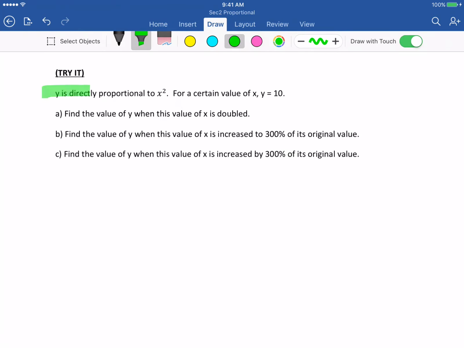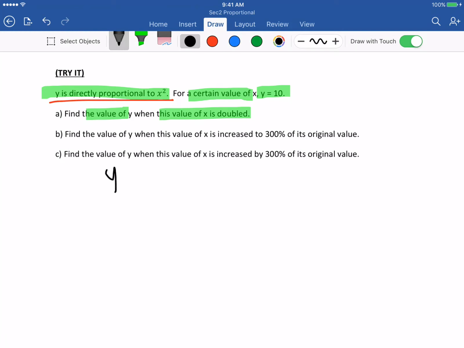Let's read first. Y is directly proportional to x squared. For a certain value of x, y is equals to 100. Find the value of y when this value of x is being doubled. So same thing, we write it first. Because the question says it's actually direct proportionate, so we know that y equals to kx squared.